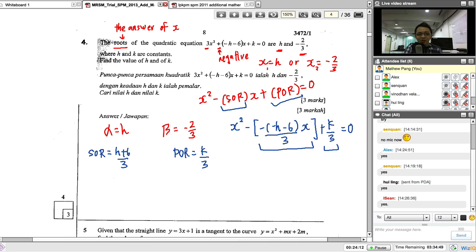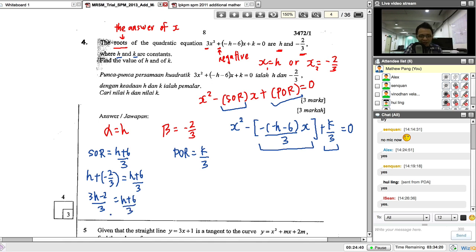So the question asks us to find h and k. Both of these are actually roots, right? So for the sum of root, just add them together, nothing very special. So it equals h plus 6 over 3. I'm going to solve this one first to get my h. I make them have the same denominator, so this one is 3h minus 2 over 3 equal to h plus 6 over 3.